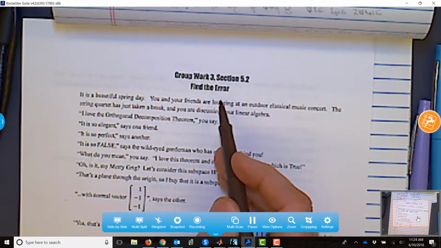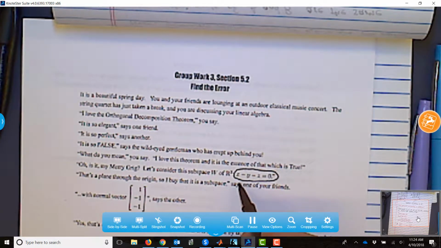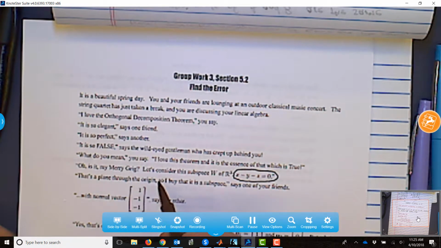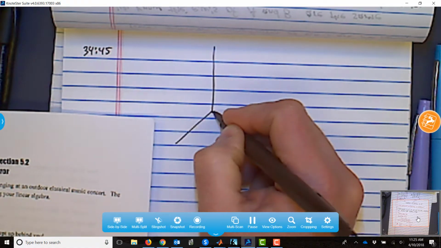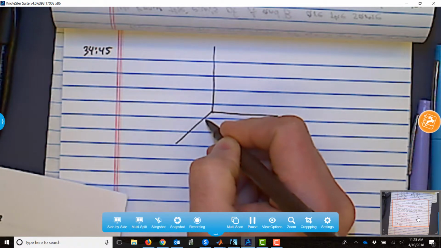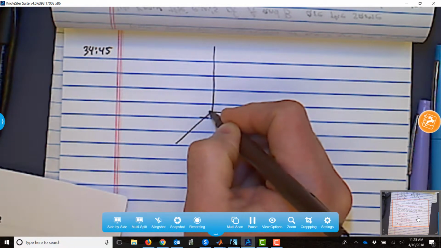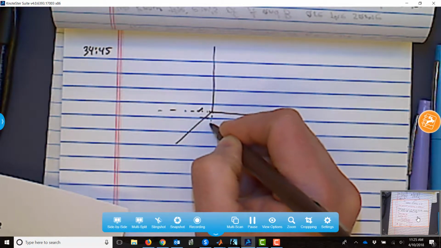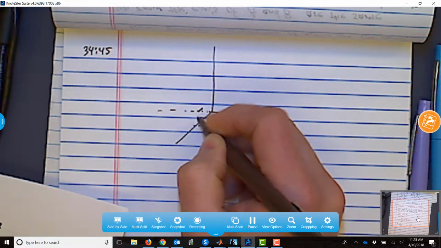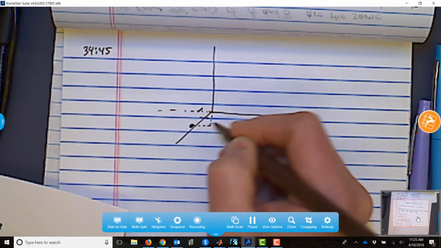Group work 3, find the error. It says, let's consider this subspace x minus y minus z equals 0. That's a plane through the origin with normal vector 1, -1, -1. So what does it look like? Well, 1, and then -1, so that would be this way. And then -1, so that would be down 1, right? So it's like somewhere over here, right?